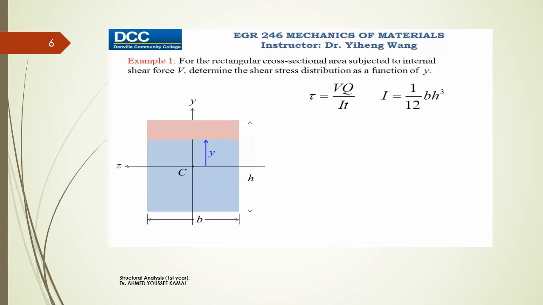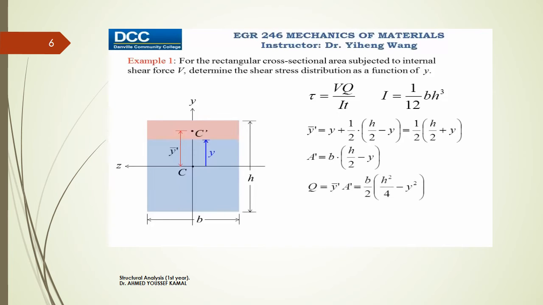And for this shadowed area, since it is also a rectangle, its centroid location is right here in the middle with a distance of y bar prime from the z-axis, and we can determine that through our knowledge of geometry. And we also need the area of this shadowed area, A prime, and Q equals y bar prime times A prime. Recognize that t, the thickness of this section, is simply b. Substitute that into the shear formula. We can get tau equals this.